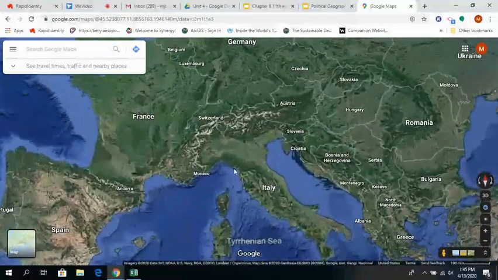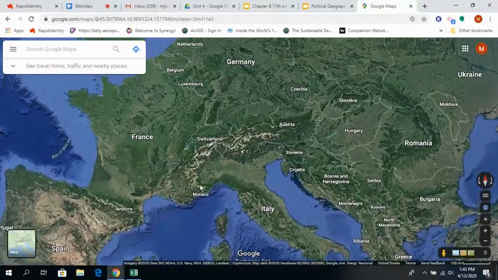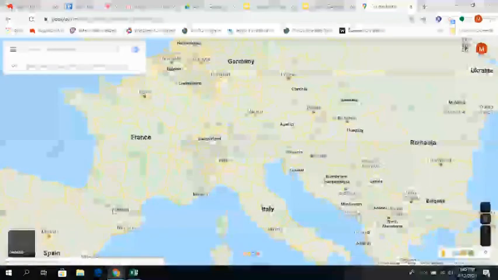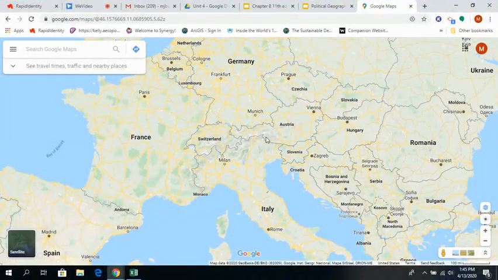You'll also see the Alps. The Alps are a mountain range that run right here. You can see Switzerland right here, but if I go back to my regular map, you notice that the Alps also form a natural boundary between Italy and the other countries to their north.